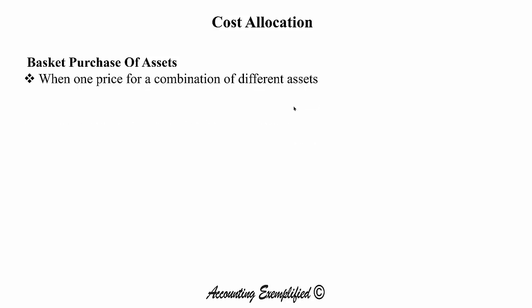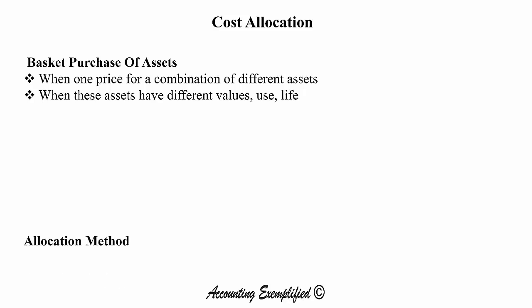It's also called a basket purchase. So a basket purchase is when one price is paid to buy a combination of different assets. And these assets will have different lives, different values, and different uses. And in this case, we need to allocate that one price paid to each of the assets that comes in this basket.